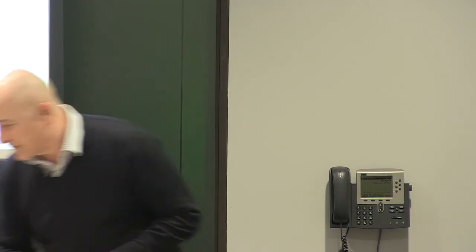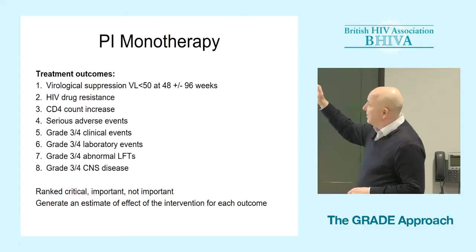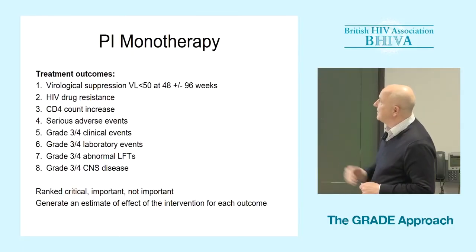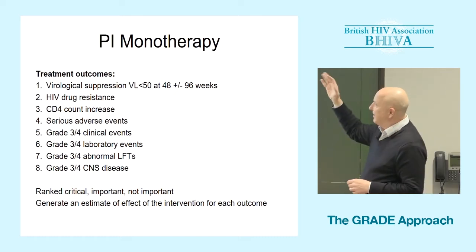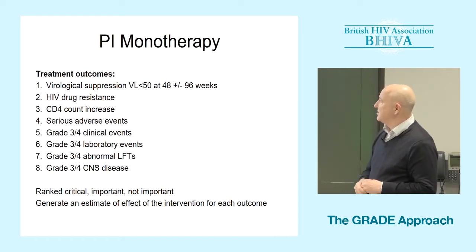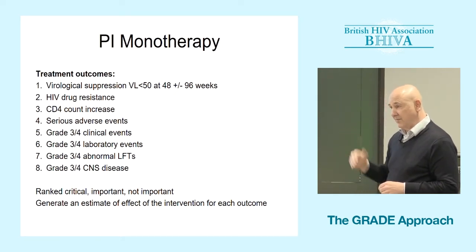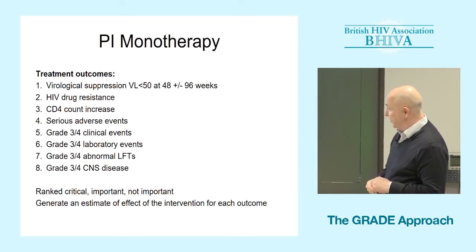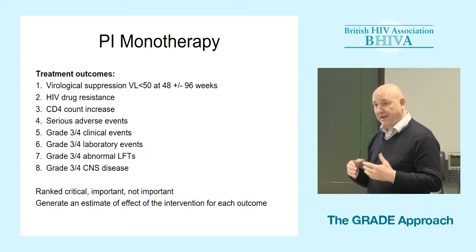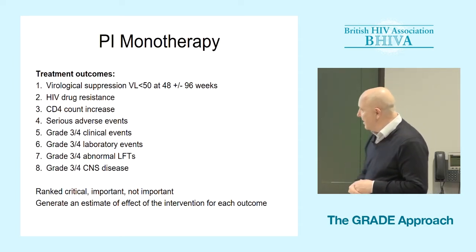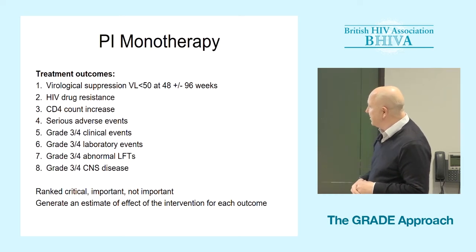But we had also, before then, determined what our treatment outcomes were, and we had put down virological suppression and drug resistance. You may not put CD4 count in there at the moment, but clearly virological resistance and virological suppression were key in terms of how we decided what was critical. Grade 3 or 4 CNS disease or abnormal liver function tests were ranked lower. Not that they're not important, but they were not deemed to be critical to decision making. And we generated an estimate of effect of the intervention for each outcome.